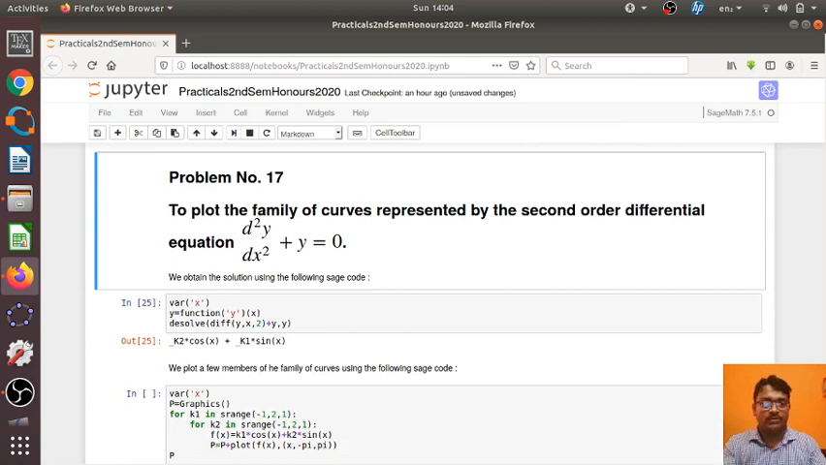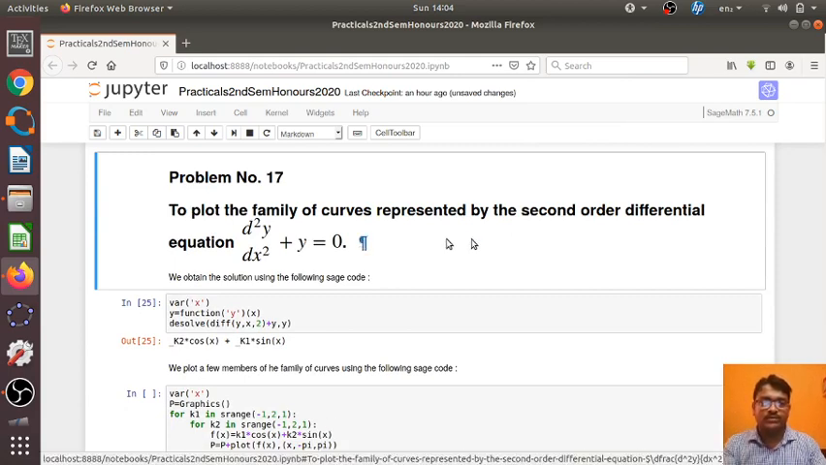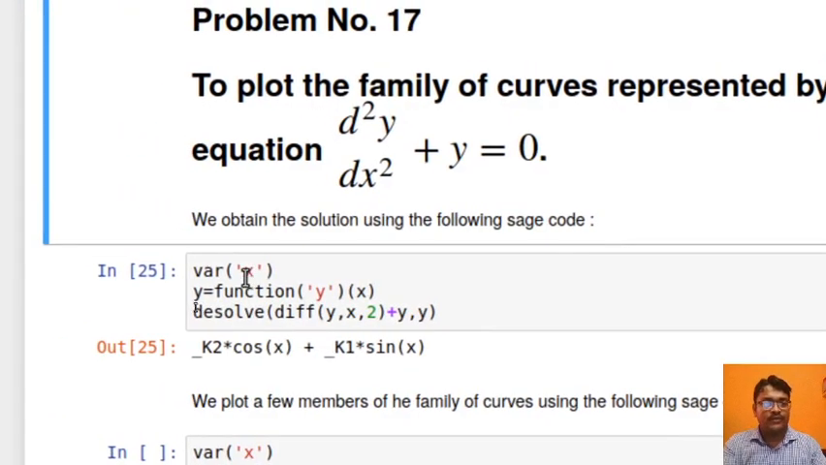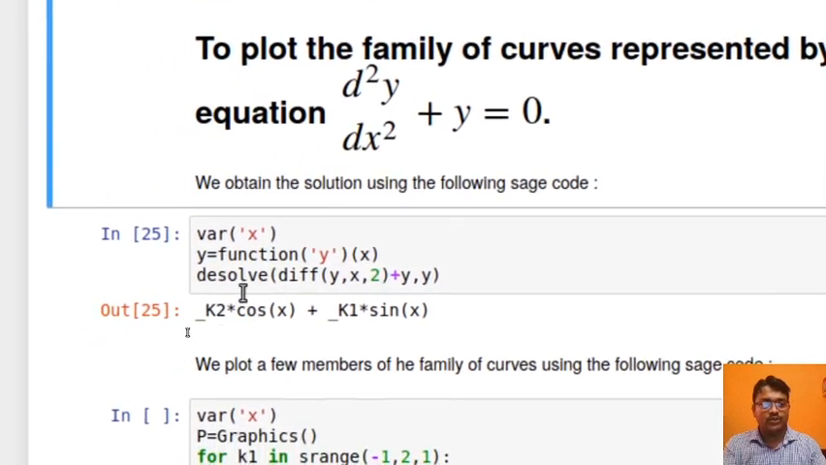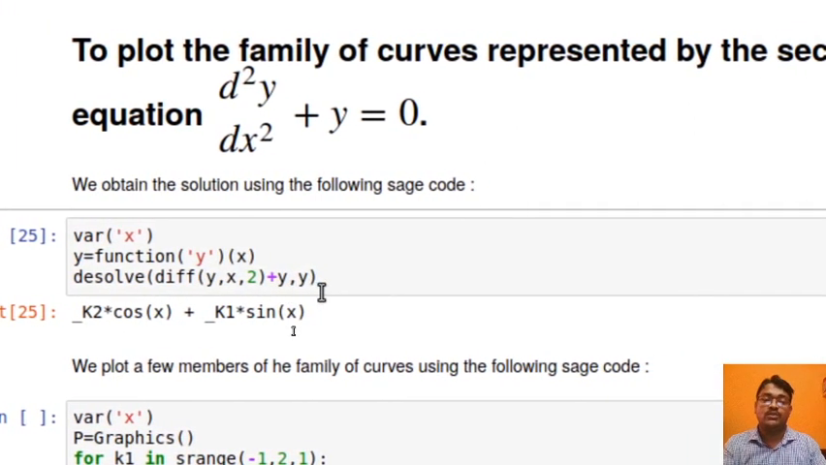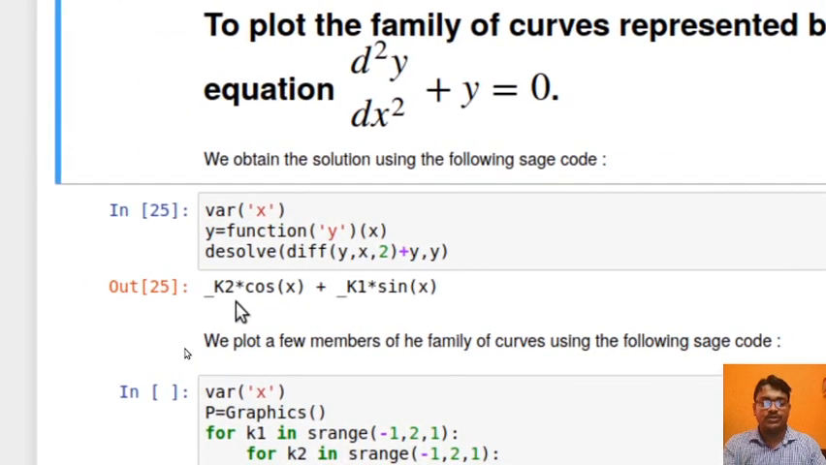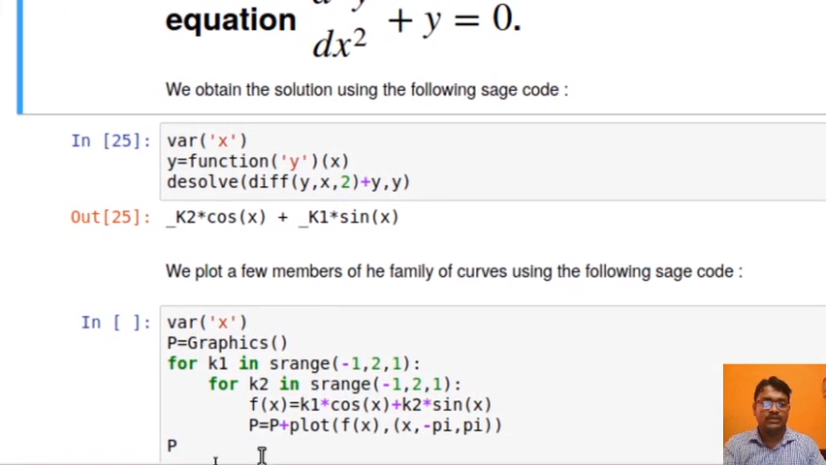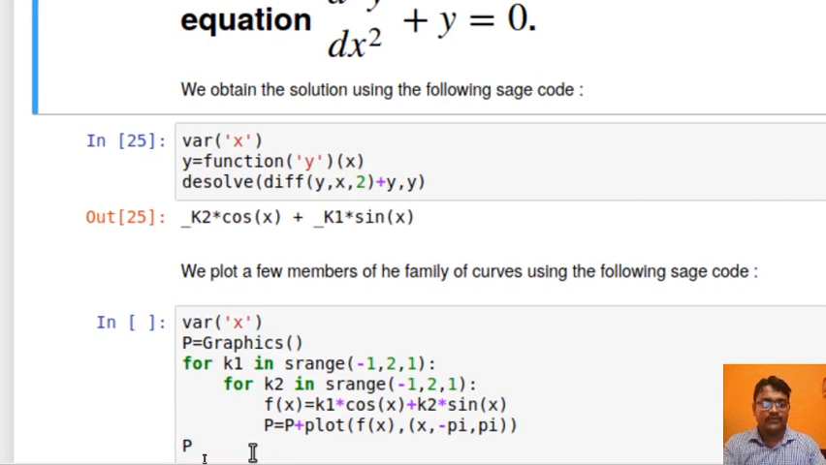Problem number 17: to plot the family of curves represented by the second order differential equation d square y by dx square plus y equal to 0. Here also the solution approach is similar: variable x, then y equal to function of x, and then dsolve(diff(y, x, 2) + y, y). As you know, this solution will be a cos x plus b sin x, so it's k2 cos x plus k1 sin x, and then we plot the family of curves using the same system that I told you.